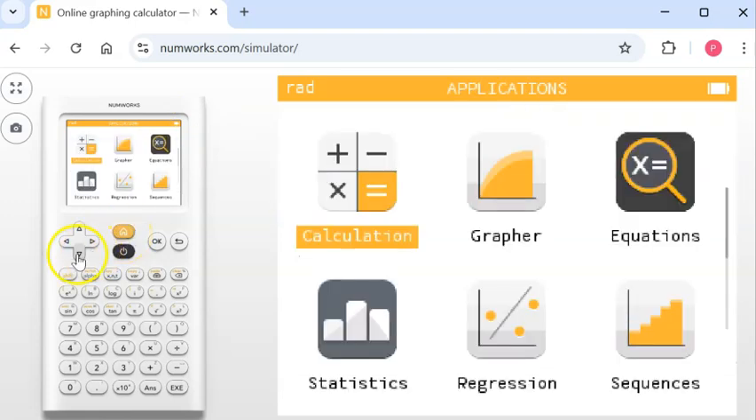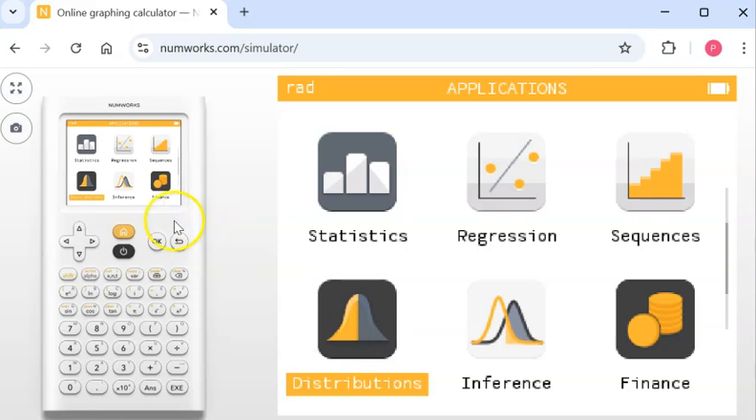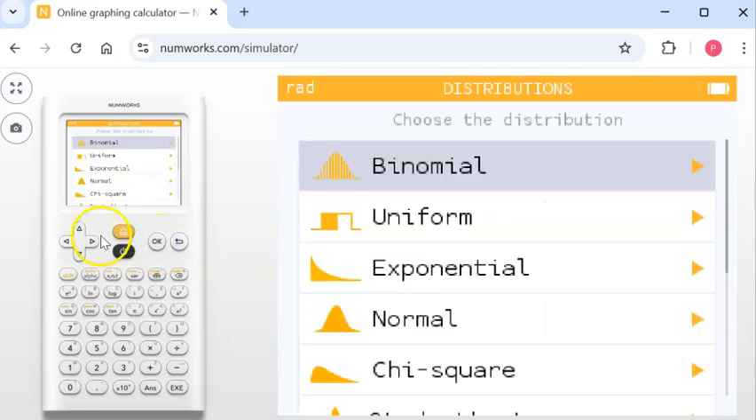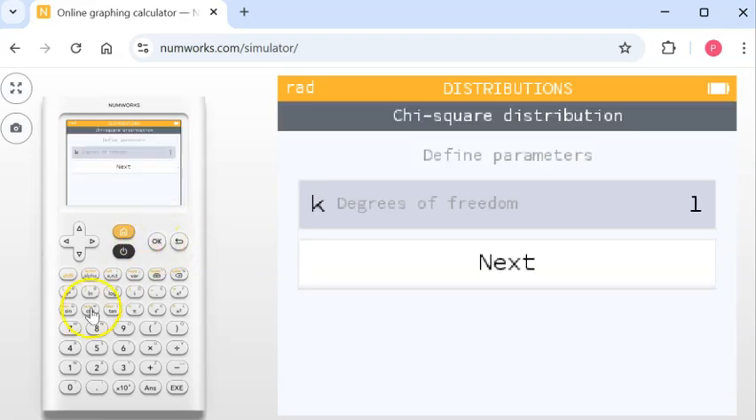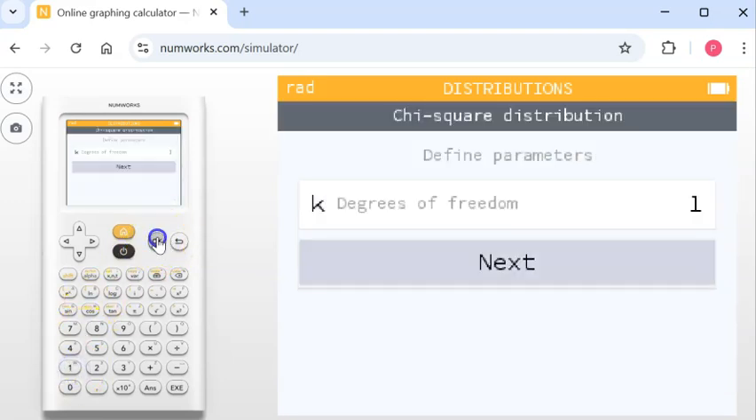We're going to use the NumWorks calculator. We've got to go to distributions. We're going to hit OK. We're going to go down to chi-squared, hit OK. Degrees of freedom is 1. We just calculated it. OK.